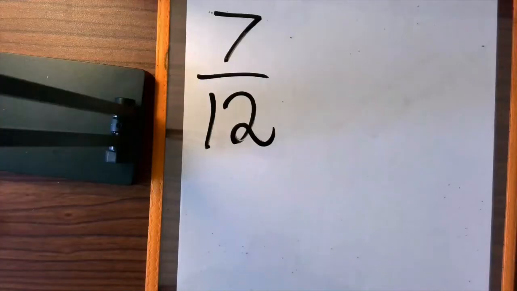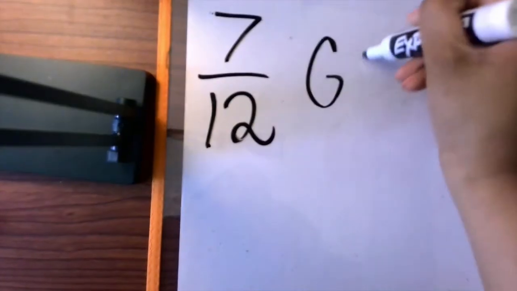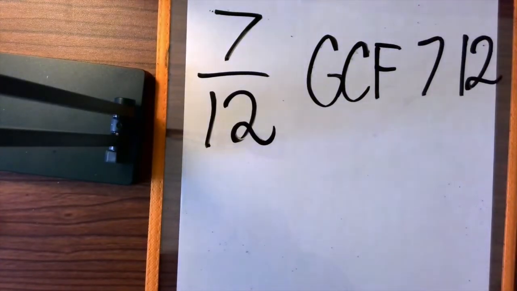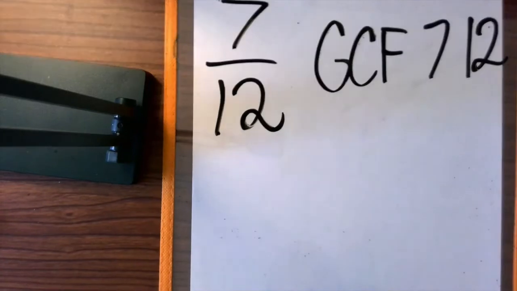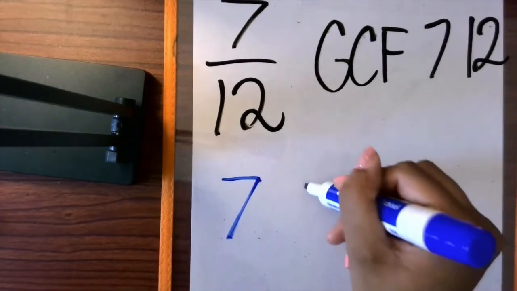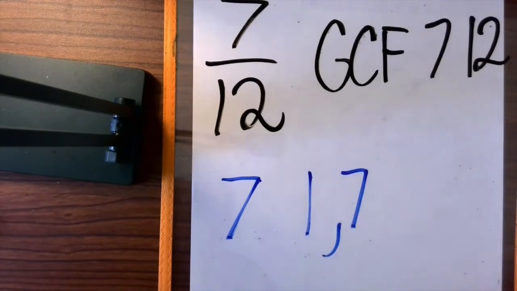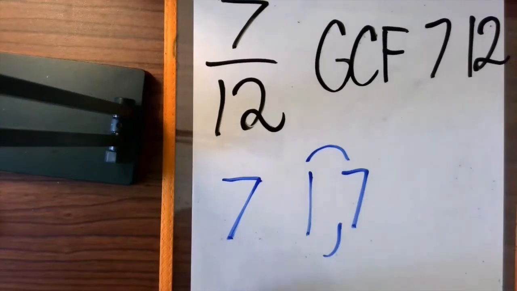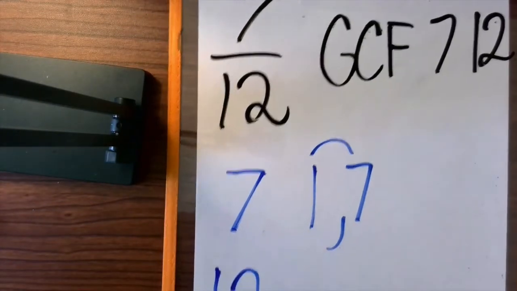Okay, so I want to see if I can simplify 7/12. To do that, I need to find the greatest common factor, or GCF, of 7 and 12. To do that, I need to first find my factors for 7. I know that my factors for 7 are 1 and 7, and I can check that by saying 1 times 7 is 7. Then I need to find my factors for 12.